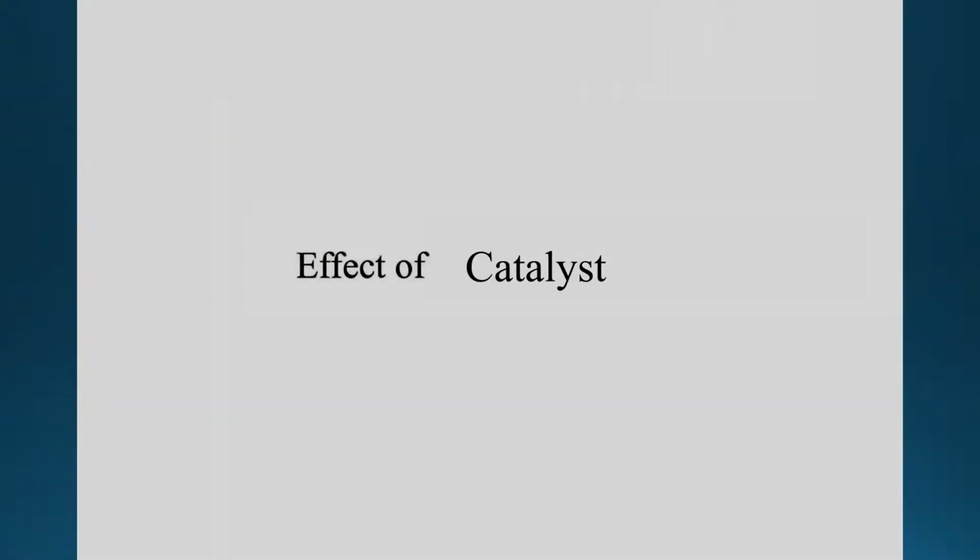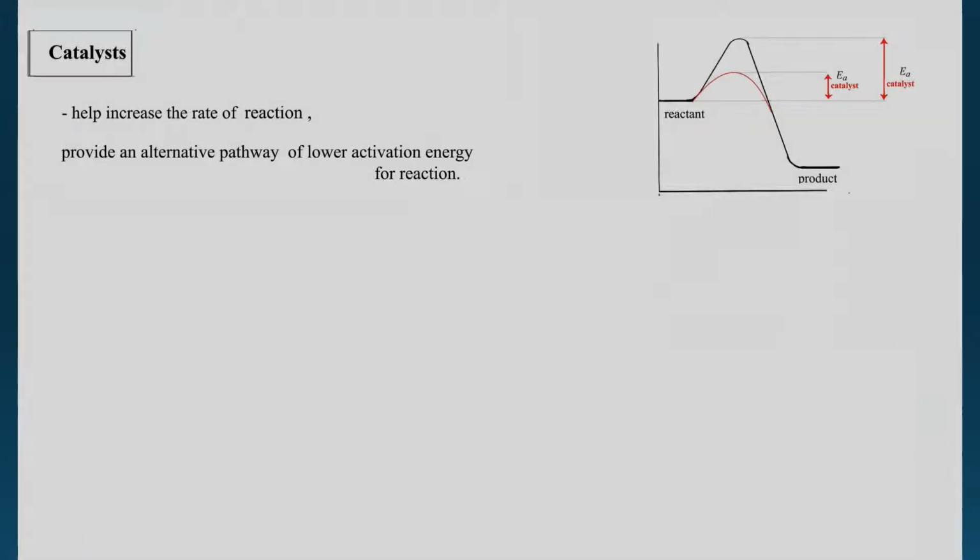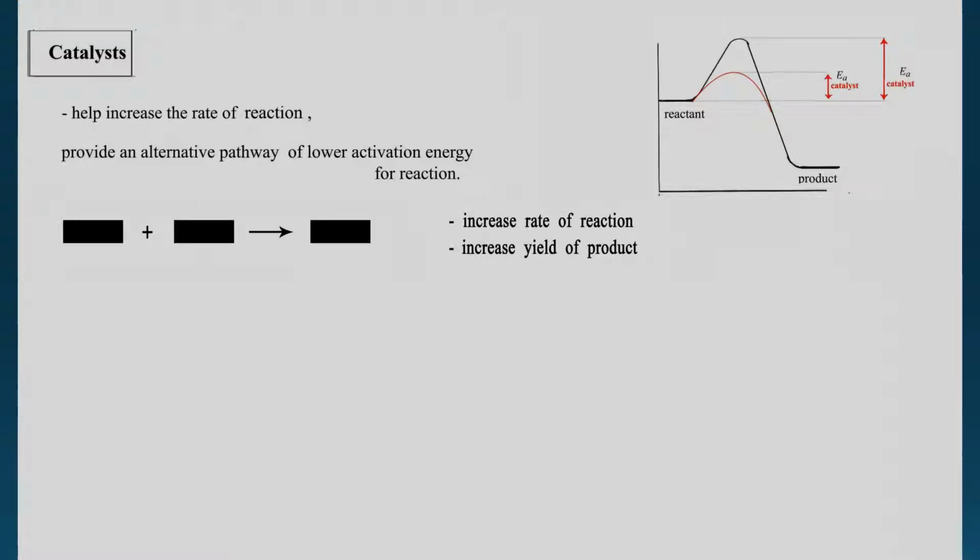How about catalysts? Catalysts help increase the rate of reaction. They help to lower the activation energy. Early we learned in year 11 that it increased the rate of reaction and increased the yield of product. What does increased yield of product mean? It gives you more product.